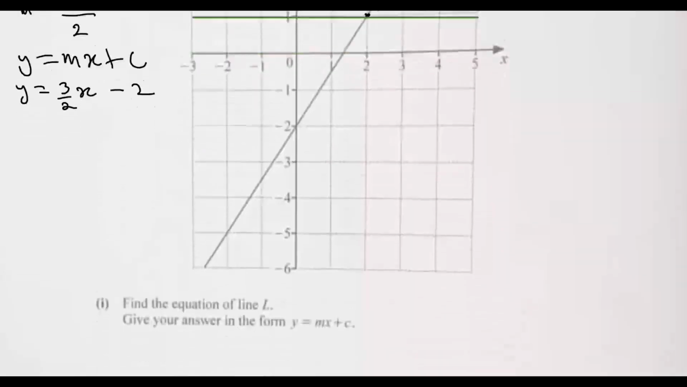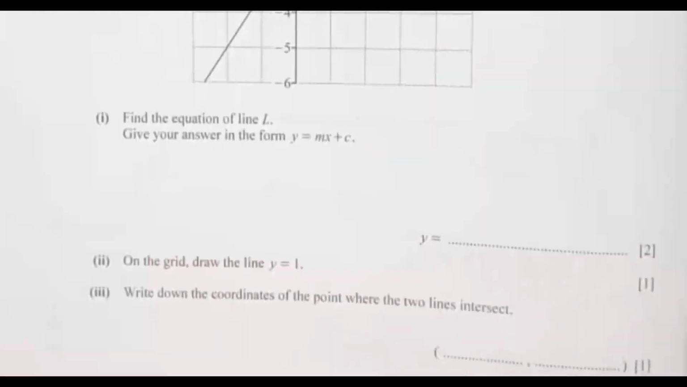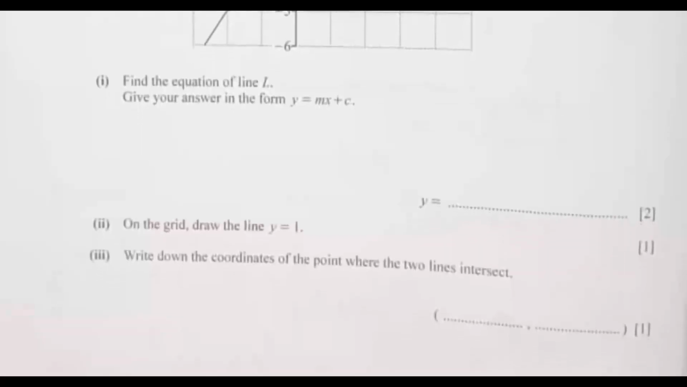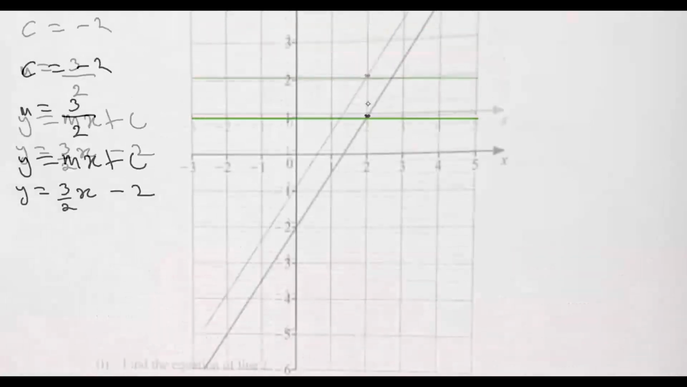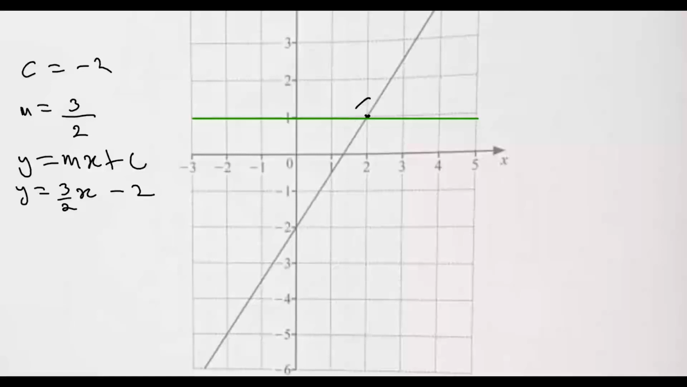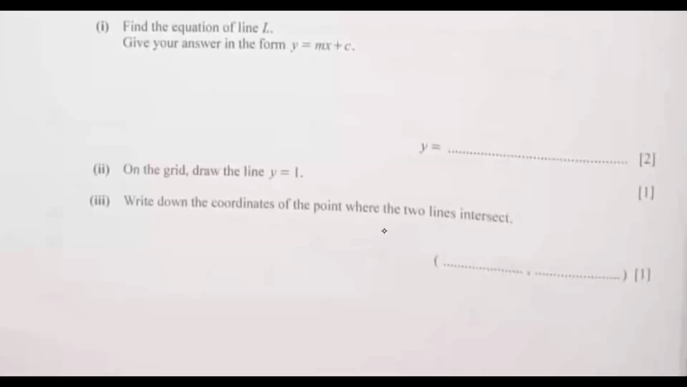So we have drawn that, and let's see the Roman figure 3. Write down the coordinates of the point where the two lines intersect. The two lines intersect here. So that is x equals 2, y equals 1. That is 2 comma 1. So let's scroll down. So we're going to have 2 comma 1.